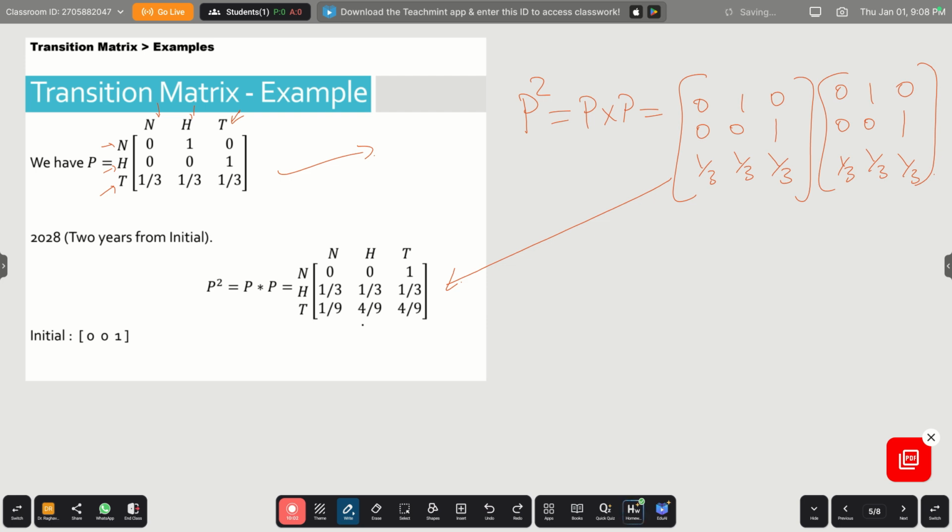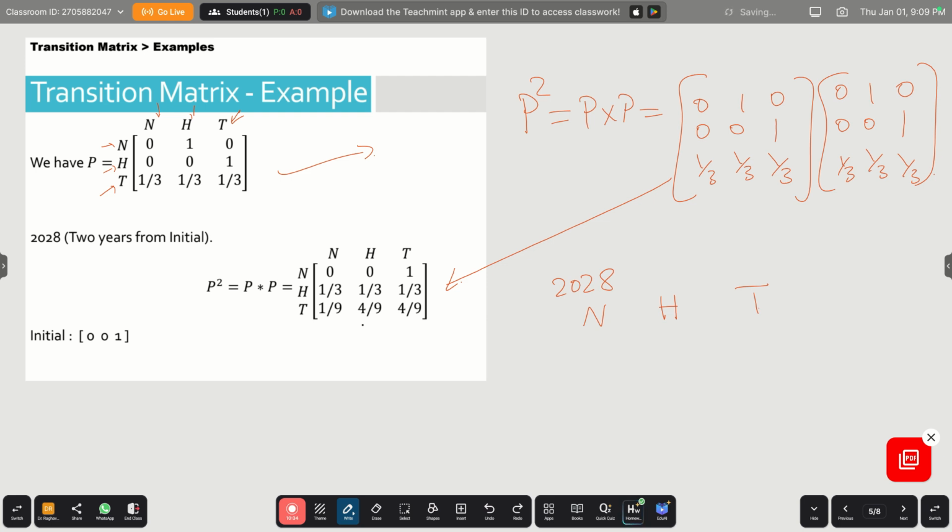So the first row is 0, 0, 1; then 1/3, 1/3, 1/3; and 1/9, 4/9, 4/9. So these are the transition probabilities after 2 steps, after 2 years. Now we would want to know the probability that in 2028 you will have Nissan, Honda, or Toyota.